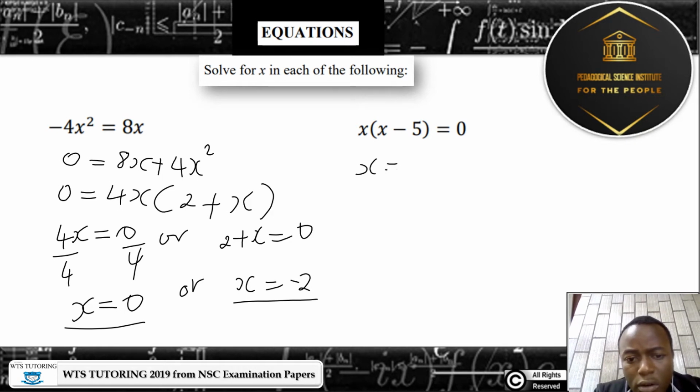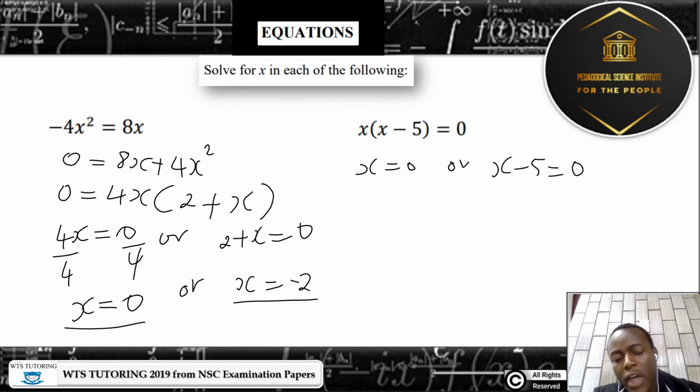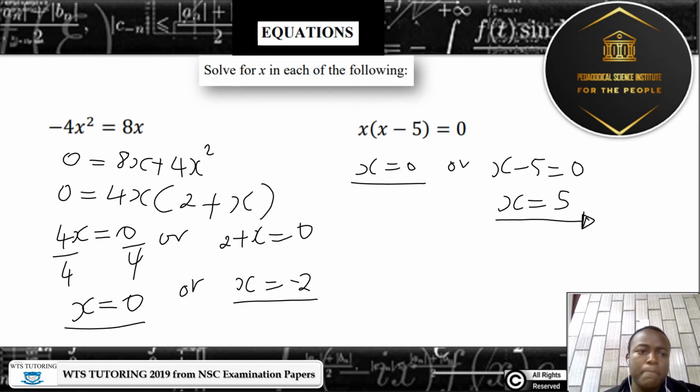Just say x is equal to 0, or x minus 5 is equal to 0. So x is 0, that side is fine. Then here we can transpose minus 5 to the other side, then our x will be equal to 5.